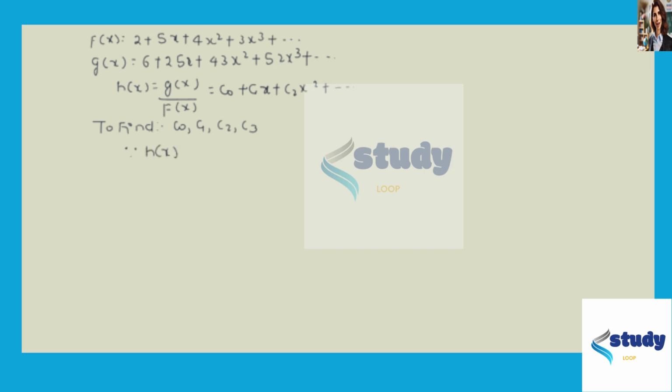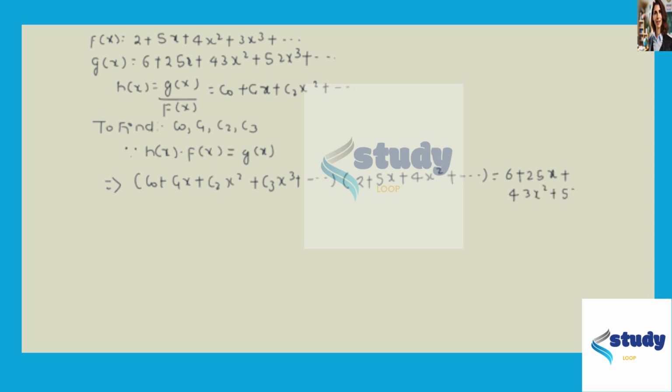Since h of x multiplied with f of x will give you g of x, we can use that property. h of x is given to be c0 plus c1x plus c2x square plus c3x cube and so on, multiplied with f of x, which is 2 plus 5x plus 4x square and so on. This is equal to g of x, which is 6 plus 25x plus 43x square plus 52x cube and so on. Okay, so we'll just multiply and then compare the terms.